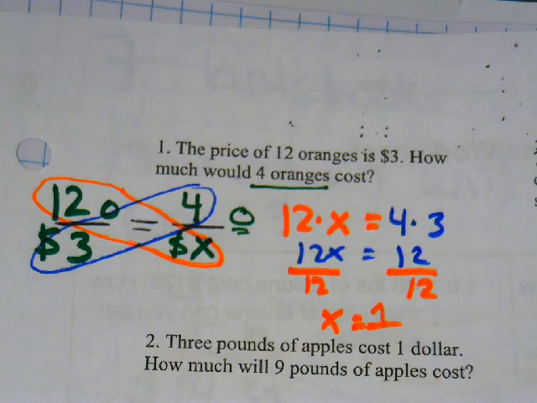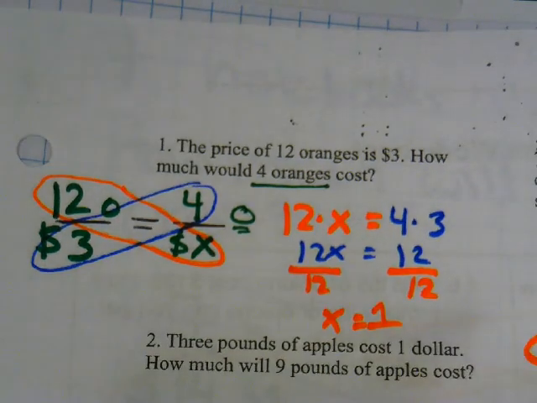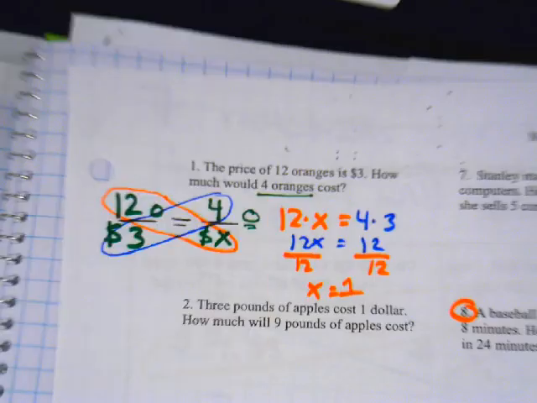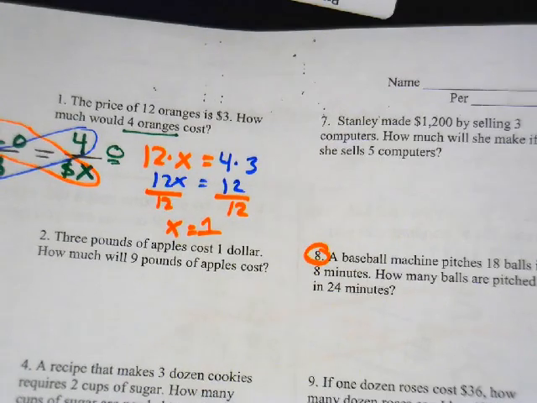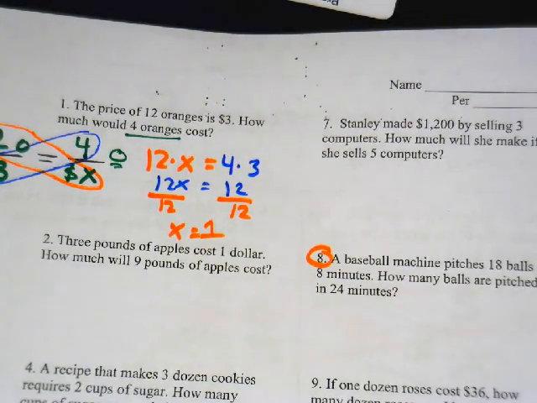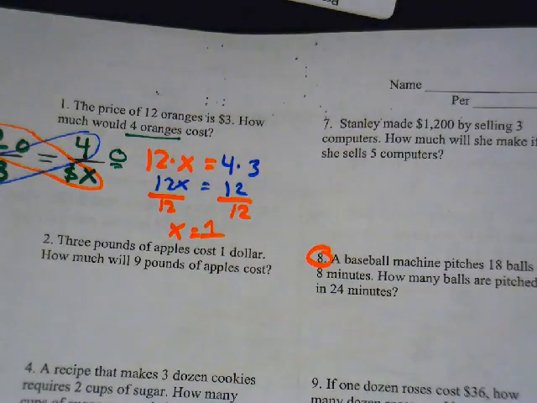Are we okay? Yeah. All right, can you do number 8? Skip over to number 8 right now. So finish number 1, and you're going to jump over to number 8. Number 8. Start off with a proportion.